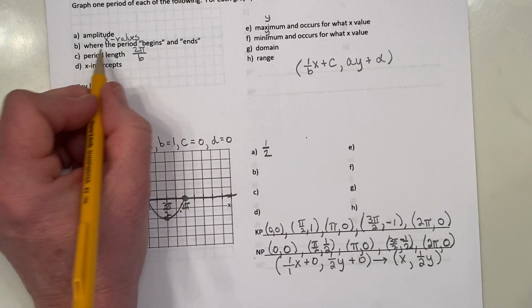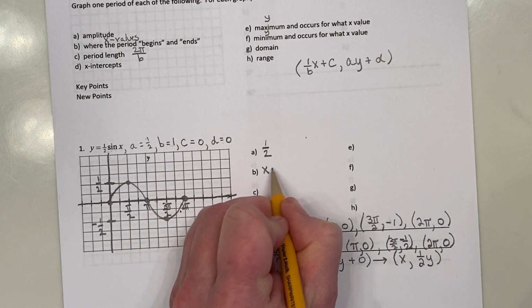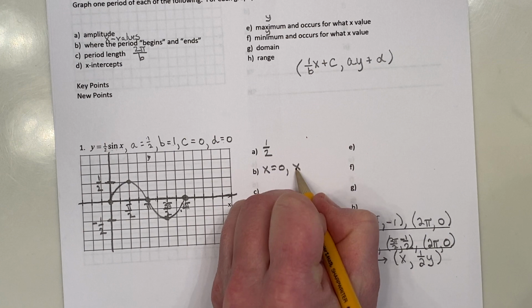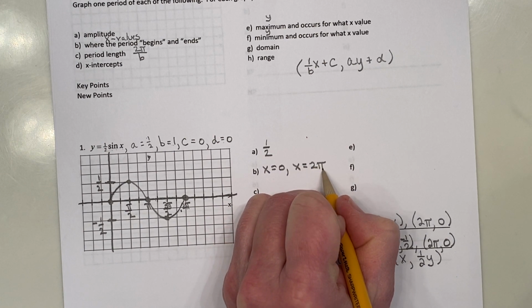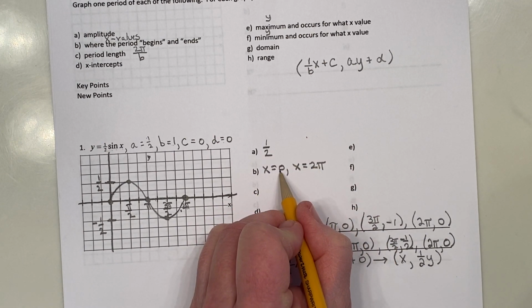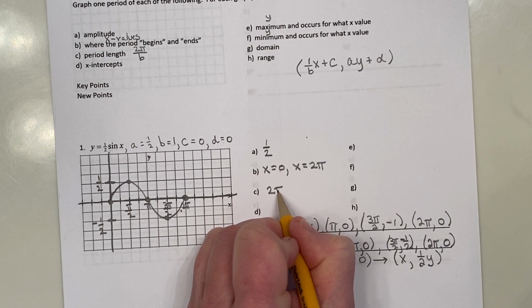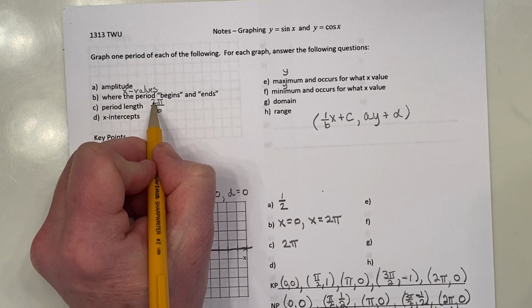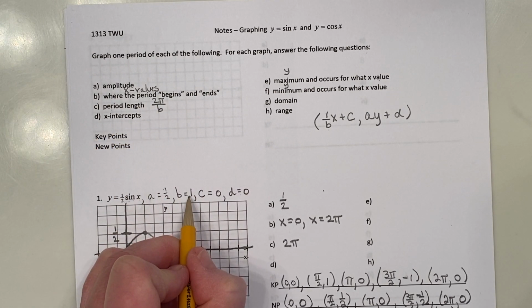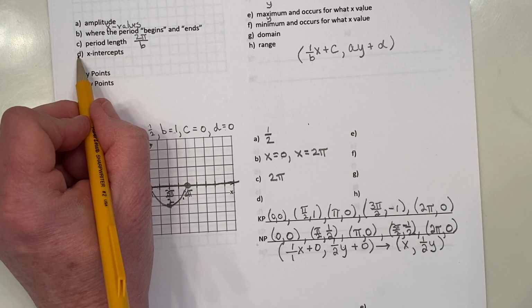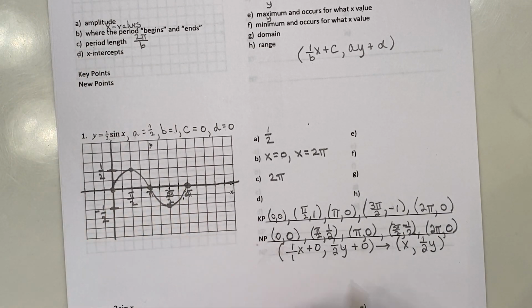All right, B, where the period begins and ends. So x equals 0, and then it ends right here at x equals 2 pi. If I subtract these two values, that tells me the period is 2 pi. Another way to think about it is to take 2 pi and divide by the value of b, which is 1. I'm still going to get 2 pi. Do we have any x-intercepts? Yes, we do. We have 3 of them in this period.